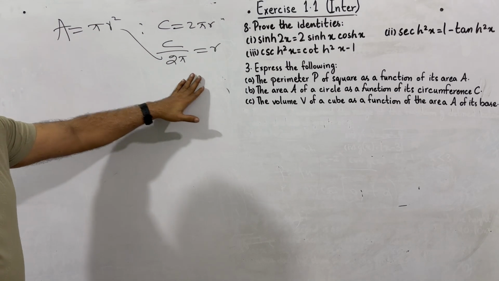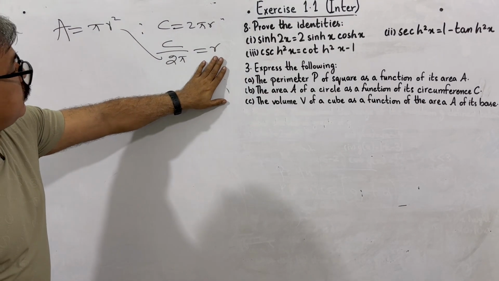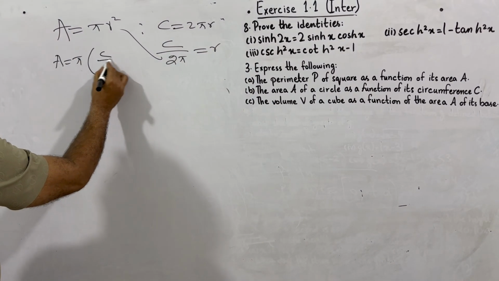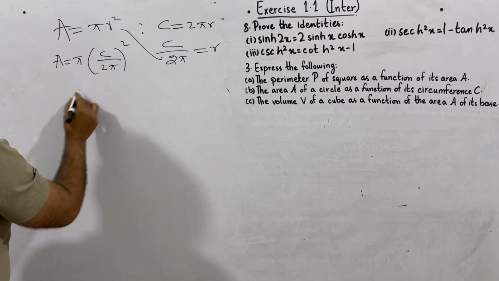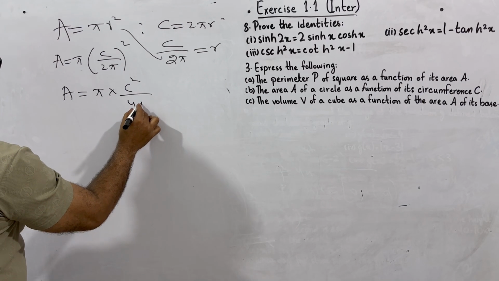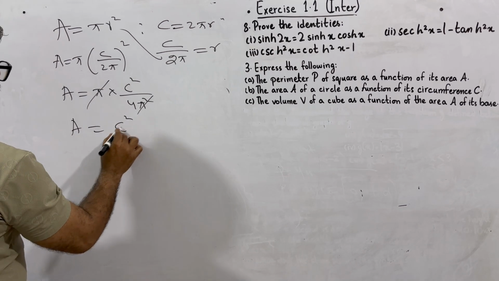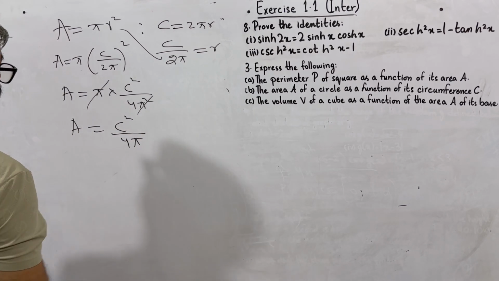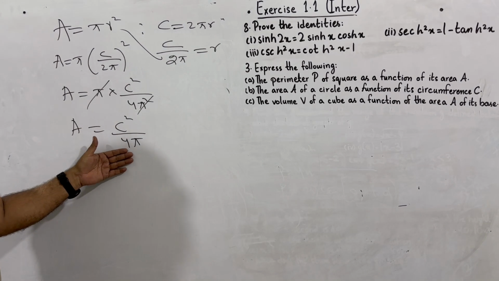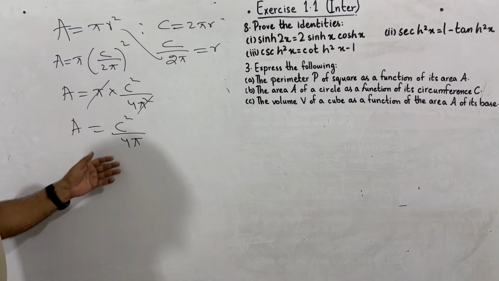Area in terms of circumference. From circumference, find the value of r and put it here. A is equal to pi times r, which means c over 2 pi whole square. Simplify: pi times c square over 4 pi square. Pi cancels out, and pi remains, so I have c square over 4 pi. C square over 4 pi means we have expressed the area of the circle in terms of circumference.